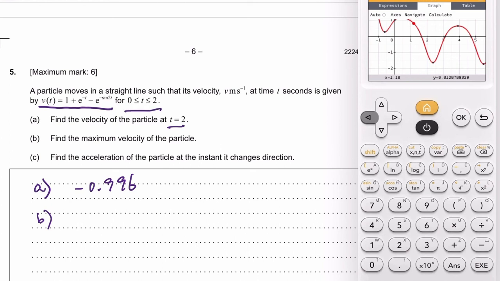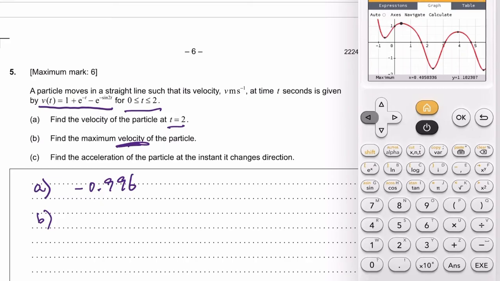Then B, find the maximum of the velocity between 0 to 2. So time only goes from 0 to 2. So you only look at the graph from 0 to 2. Well, the calculator gave me the maximum. The maximum velocity, meaning the y value, would be 1.18.